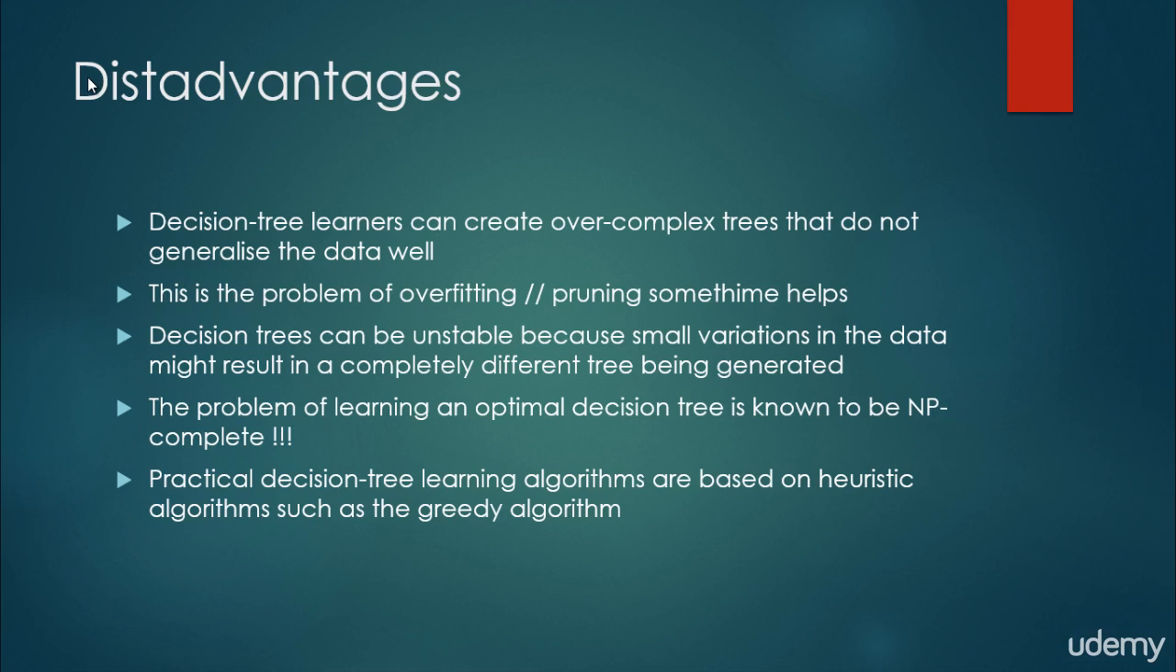The problem of learning an optimal decision tree is known to be NP-complete, very, very hard. So practical decision tree learning algorithms are based on heuristic algorithms such as the greedy algorithm and so on. So there are lots of advantages as well as disadvantages of decision trees. That's it for this video. Thanks for watching.